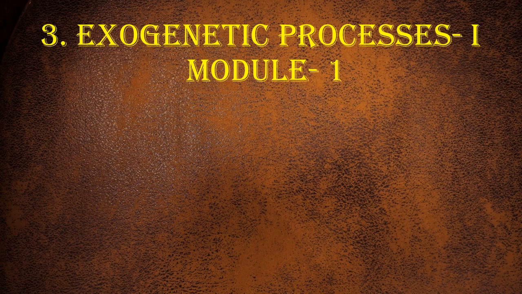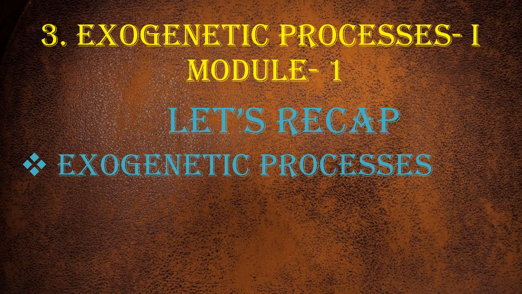In lesson number 3, exogenetic processes part 1 in module 1, let's recap what we have studied. In the beginning we have studied about exogenetic processes. Exogenic processes or external forces working on the Earth's surface occur due to solar energy, gravitational force, and kinetic energy associated with the moving object on the Earth's surface, which lead to the formation or degradation of landform.